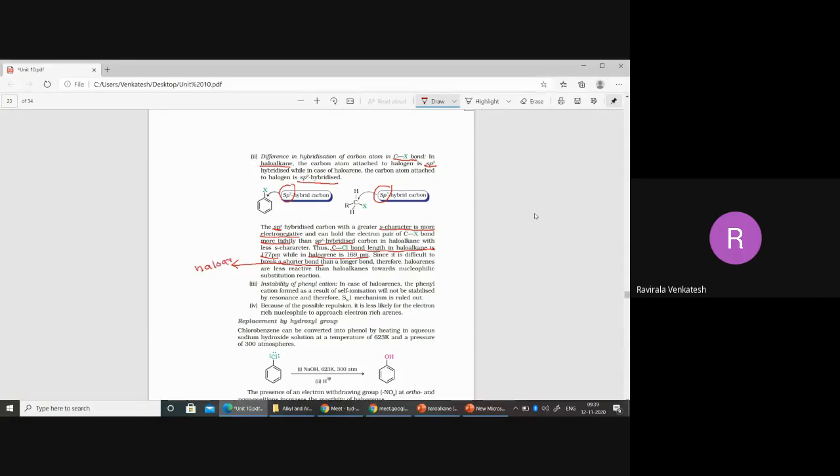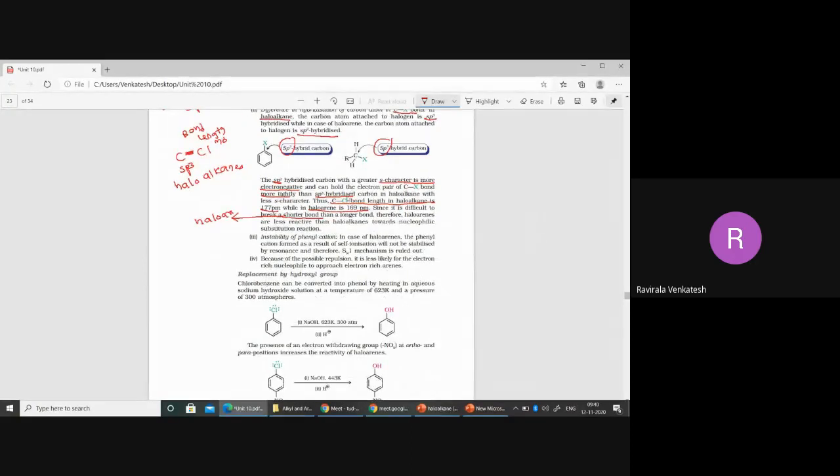In the exam you don't need to write everything. What you have to write is what I just told you: C-Cl bond length, sp3 hybridization, this is for haloalkanes, where the bond length is more, whereas in sp2 hybridization, double bond carbon, bond length is less. So definitely the bond energy will be more. This is what you have to write, you don't need to write all these things.